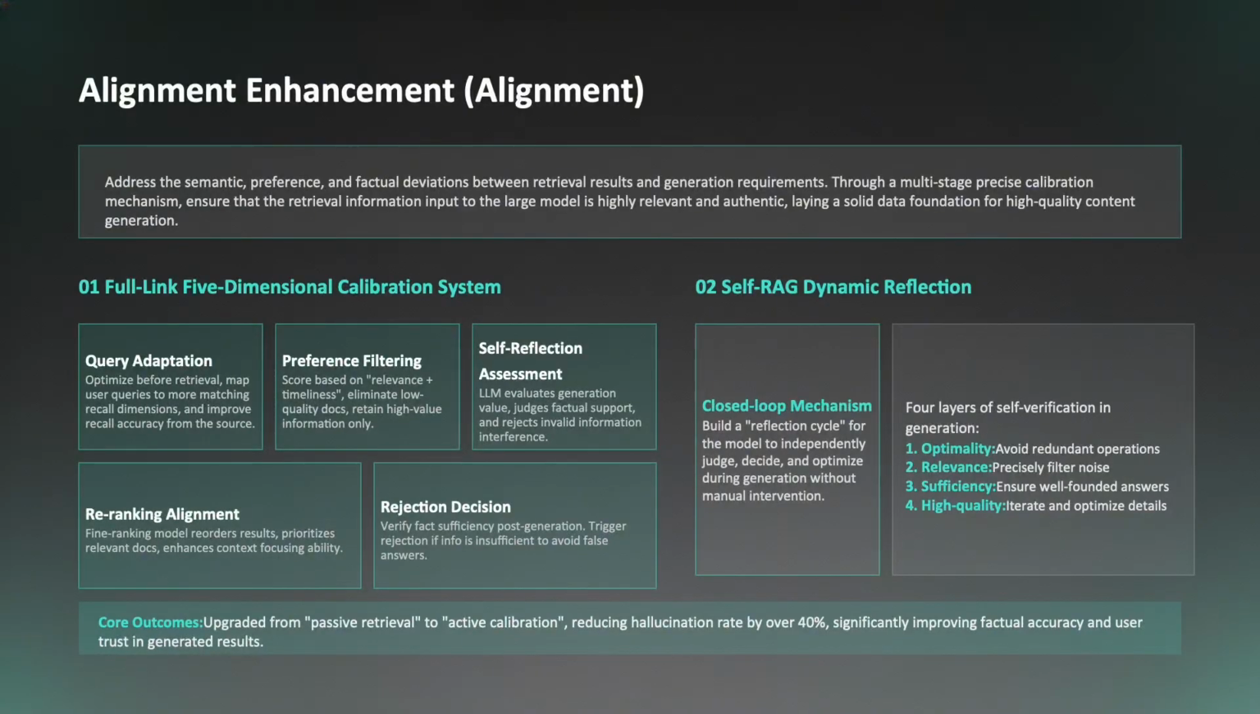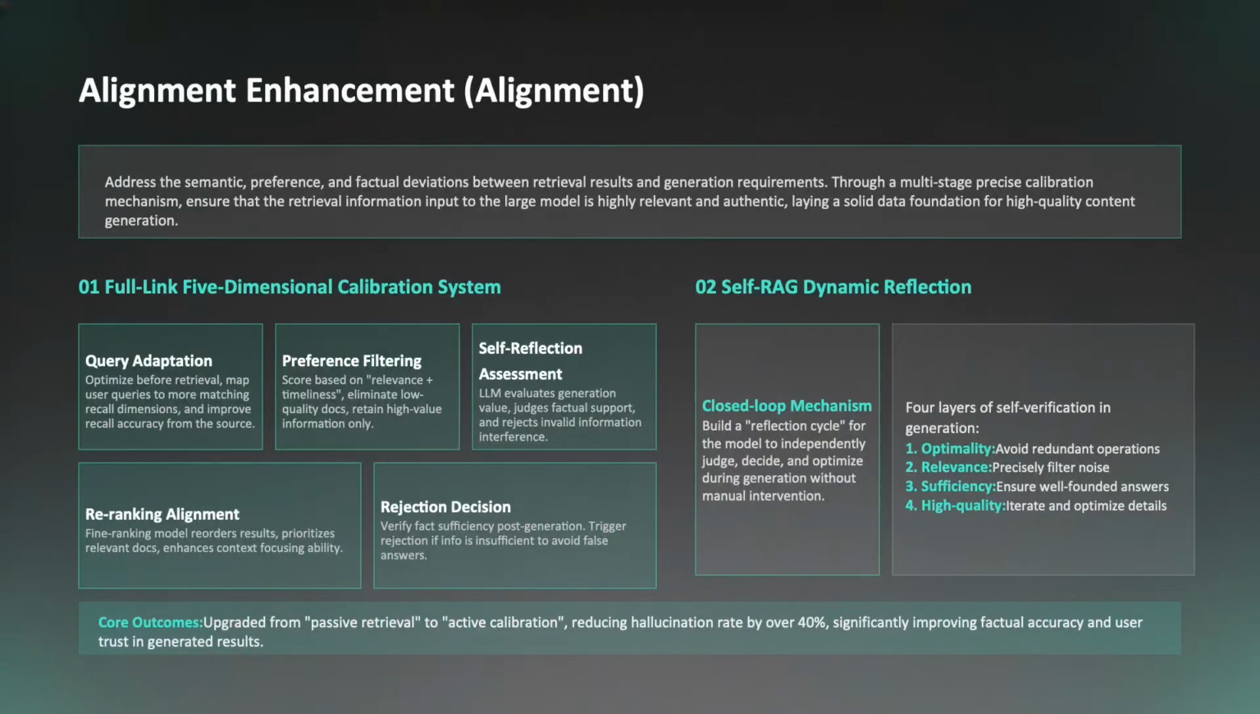First, query adaptation. Optimize the original query before retrieval, mapping it to matching semantic spaces to boost recall accuracy from the source. Second, preference filtering. Score documents by dual metrics of relevance and timeliness, automatically discarding low-quality content and only retaining high-value references. Third, self-reflection assessment. The LLM independently evaluates the factual support value of each document, filtering out noise information that cannot validate answers. Fourth, re-ranking alignment.